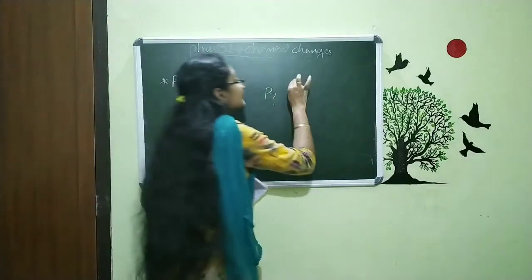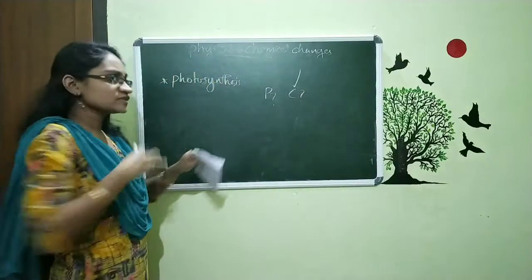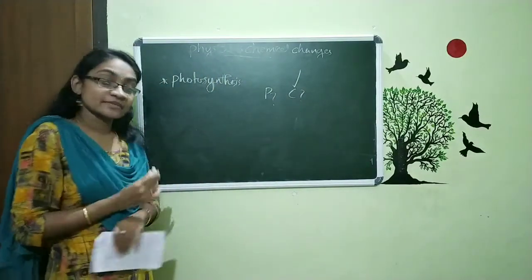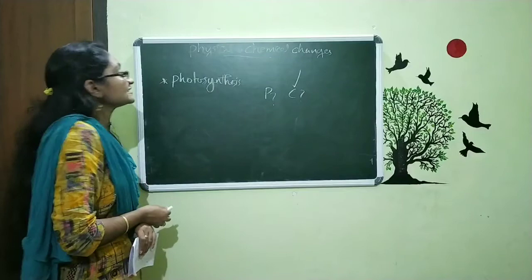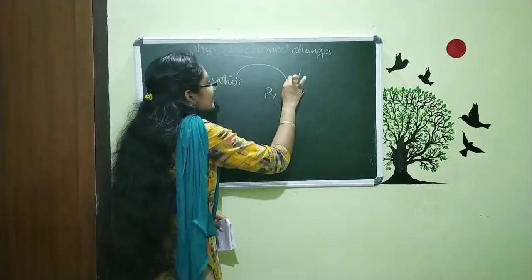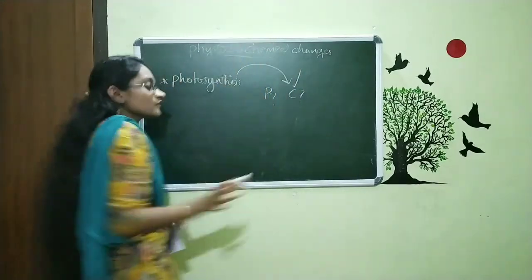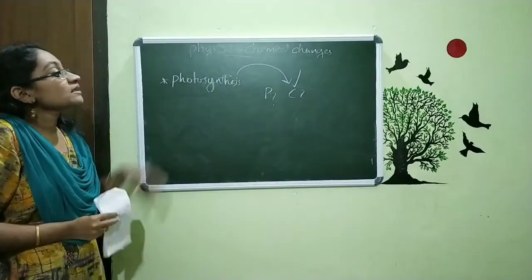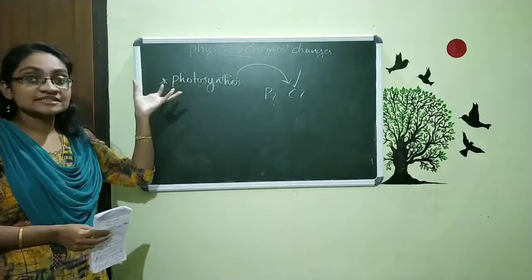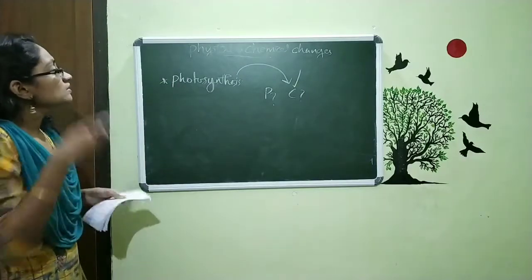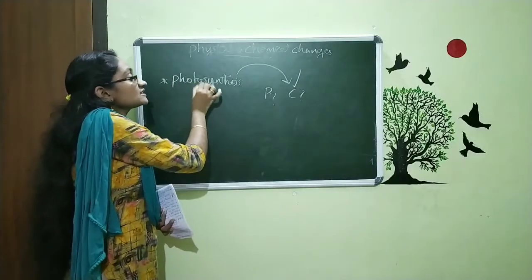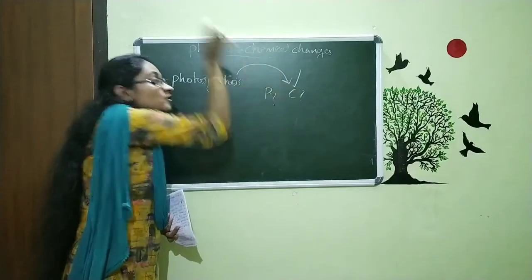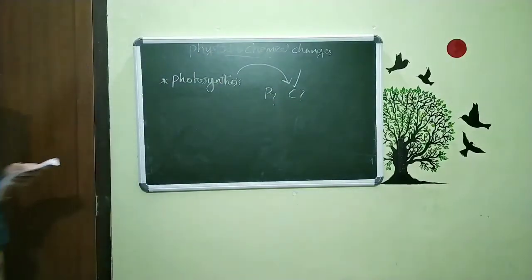Obviously it is chemical change. Actually most of the changes are included in chemical changes itself. So we can say photosynthesis is chemical change, not physical change. And it is an irreversible process, and because of this the plants are getting air and all. So just remember, photosynthesis is also one example of chemical change.